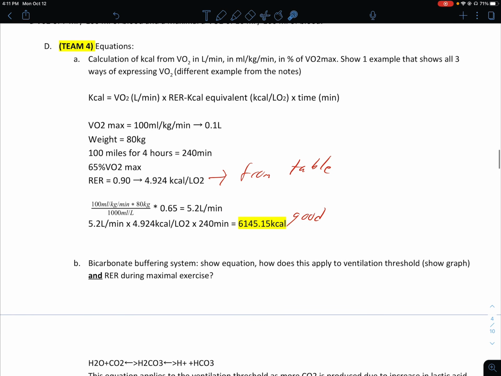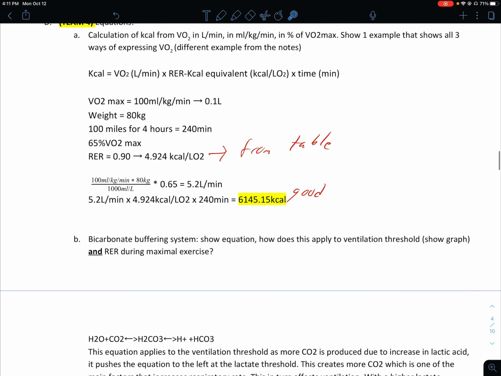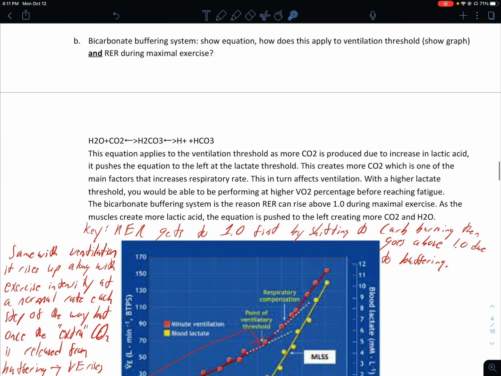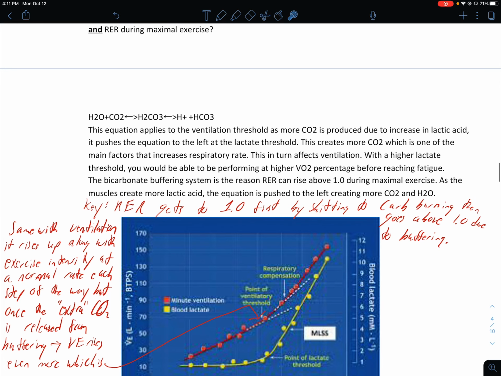Okay, team number 4 with the equations. Just wanted to note this is all good and correct. This would be the highest VO2 max ever recorded in history, but just so you know, it's still fine to do the calculation that way. 100 mLs per kg, we've never seen that quite so high, but it's a fun one to work with. Make sure you know that this comes from that table, right? The RER to kcal table. Okay, these calculations were correct. The buffering system, you got the equation right here.